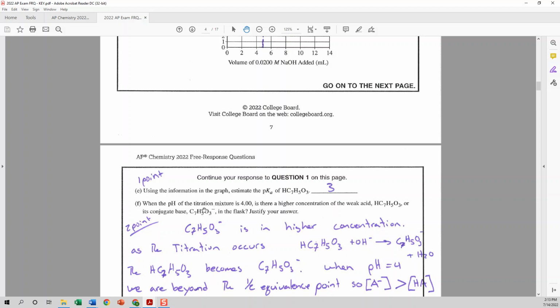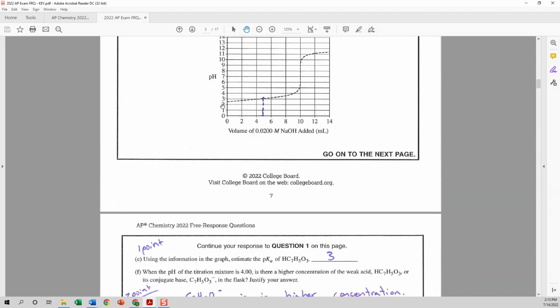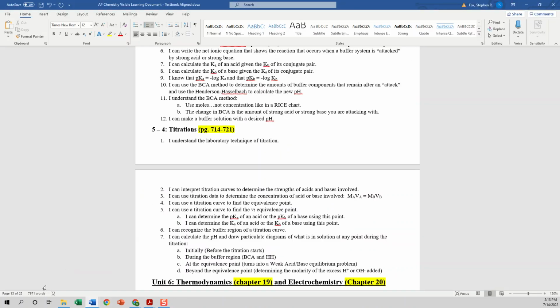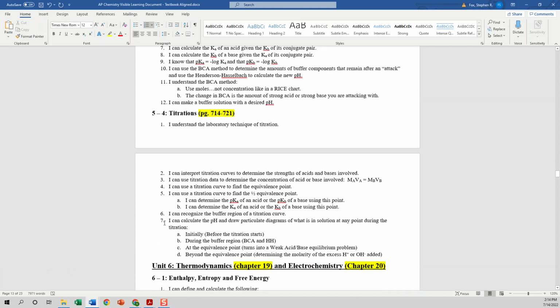Let's do F. When the pH of the titration mixture is 4, is there higher concentration of weak acid or its conjugate base? So 4, notice that we're beyond the half equivalence point. So this is going to be VLO 5-4.7, and specifically it's during the buffer region. So it's 5-4.7B, understanding the titration curve during the buffer zone.